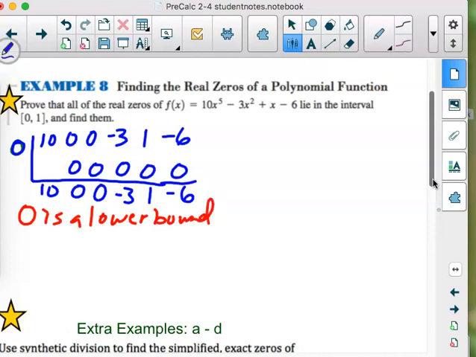Now we need to verify that upper bound by using the 1. So go ahead and do your synthetic. Let's see what we get.